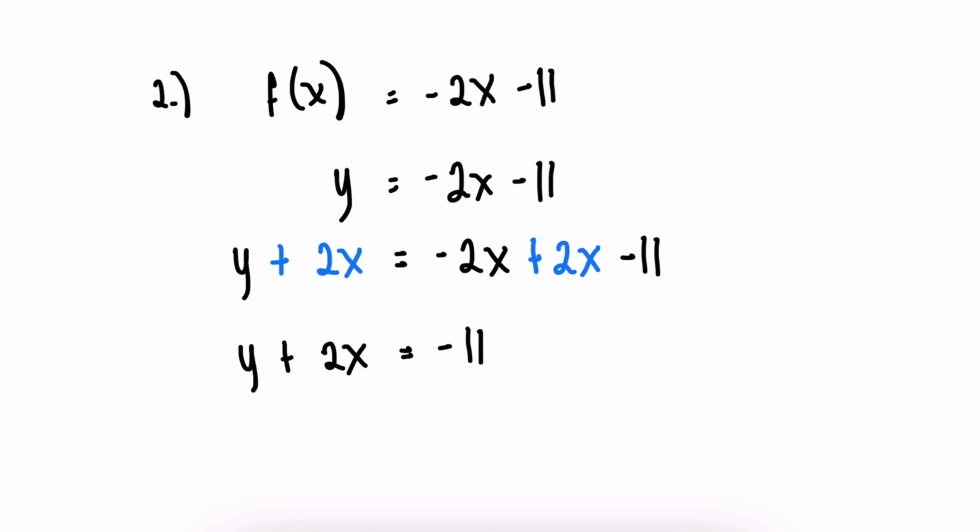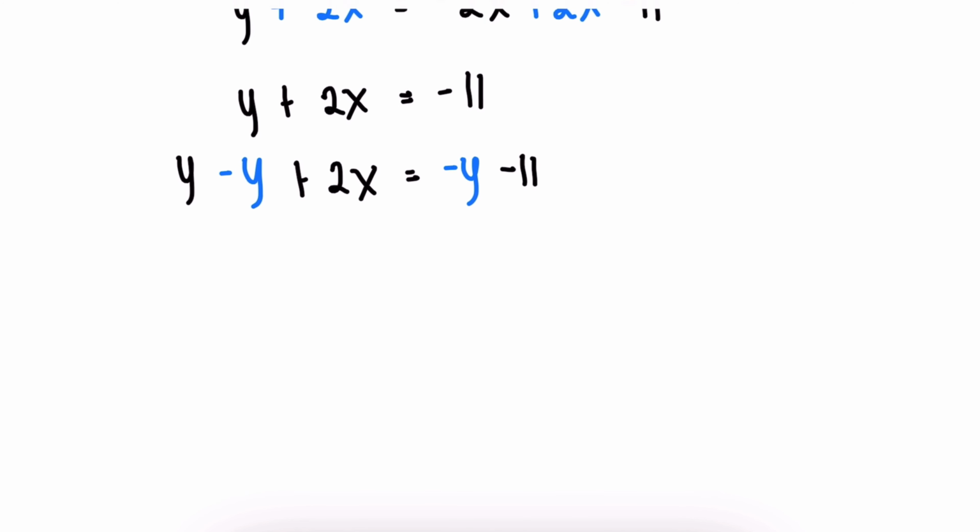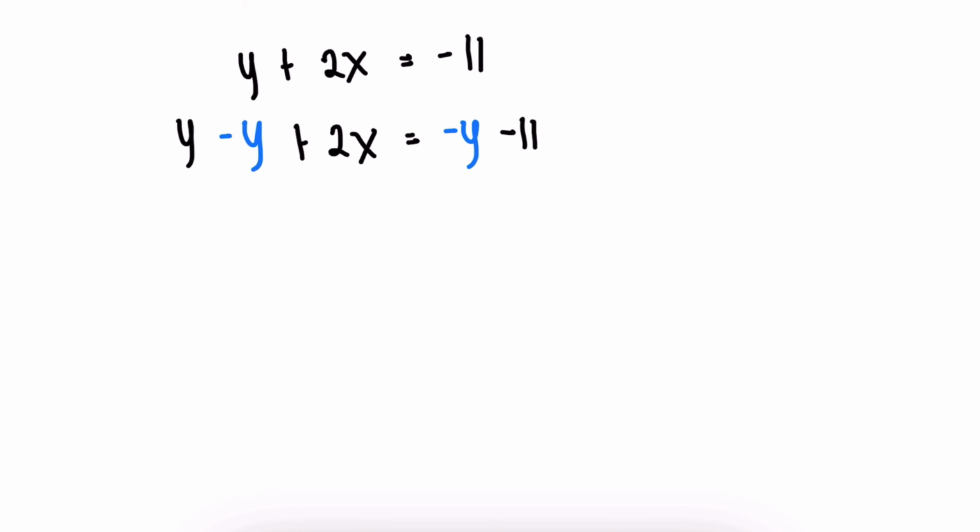To solve the equation x in terms of y, add both sides by negative y through addition property of equality, so that we can subtract or cancel y minus y on the left side of the equation. Y minus y is equal to 0. The resulting equation will be 2x is equal to negative y minus 11.